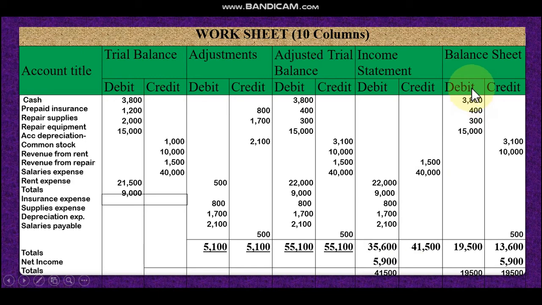This is net income. Now the balance sheet: on this side we will write all the names of assets, and on this side all the liabilities and equities. Look, cash is our asset, we have written it here. Prepaid insurance is our asset, written here. Repair supplies and equipment are assets. And accumulated depreciation is a contra account, that's why it is here. Then common stock is also on the liabilities and equity side. So dear students, it is very easy.